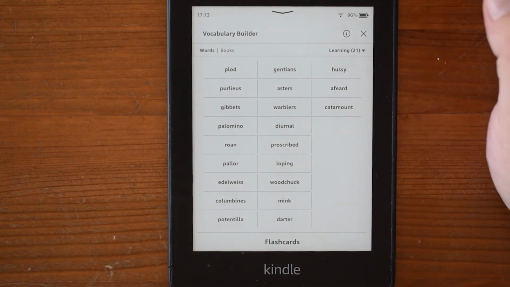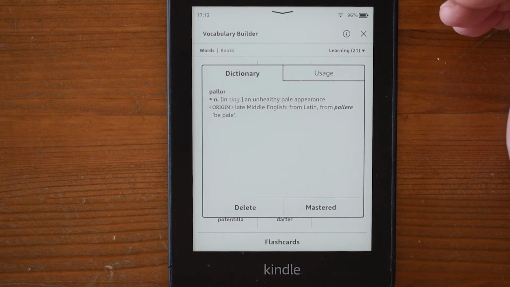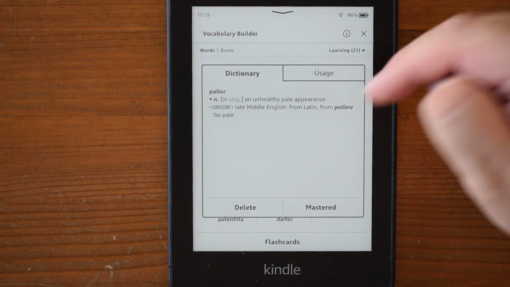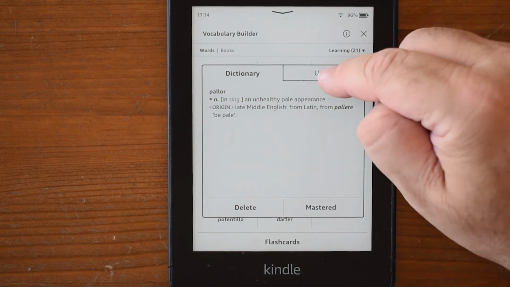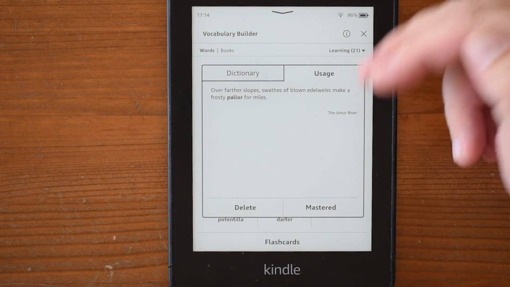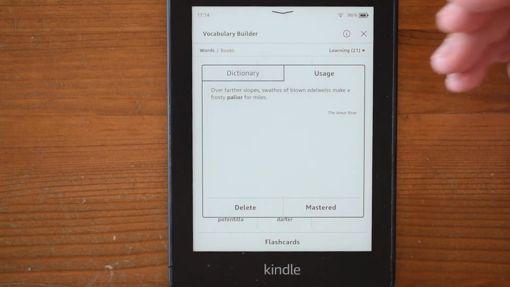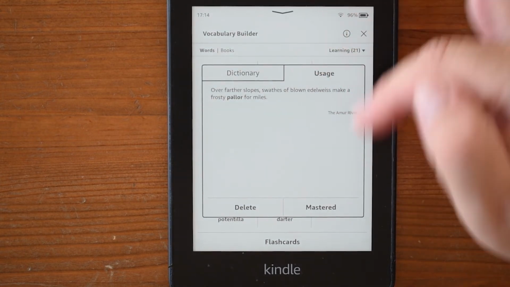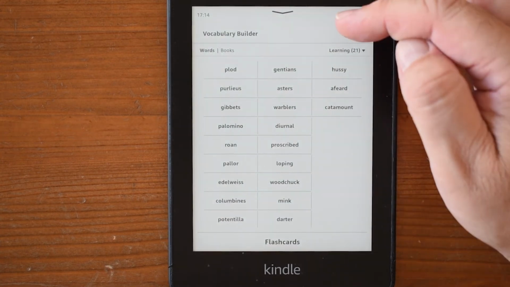Okay, let's look at this pallor. Unhealthy, pale appearance. Obviously related to the word pale, as we can see from Latin pallere, be pale. And its usage was in this sentence where it was referring to the landscape, the frosty pallor, so this whiteness of the landscape. And again, I can delete it or mark it as mastered, either way.